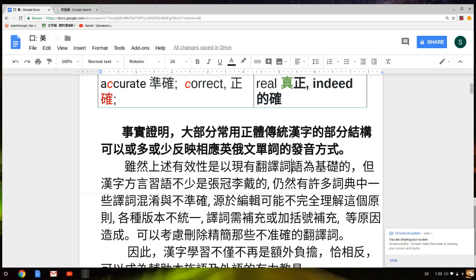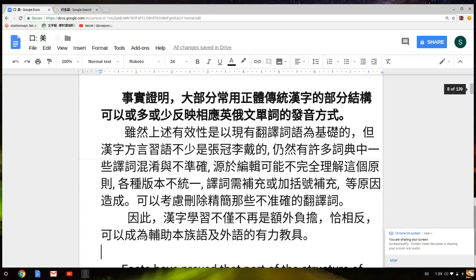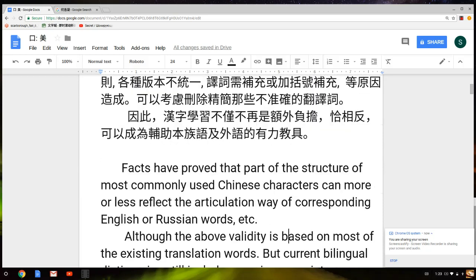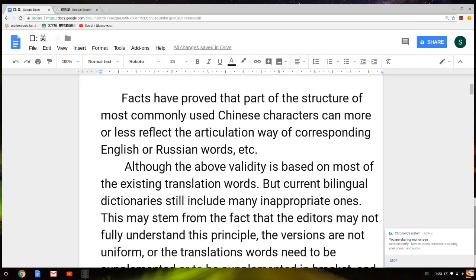Sisi证明大部分常用正体传统汉字的部分结构可以或多或少反映相应英俄文单词的发音方式。Facts have proved that part of the structure of most commonly used Chinese characters can more or less reflect the articulation way of corresponding English or Russian words, Italian.